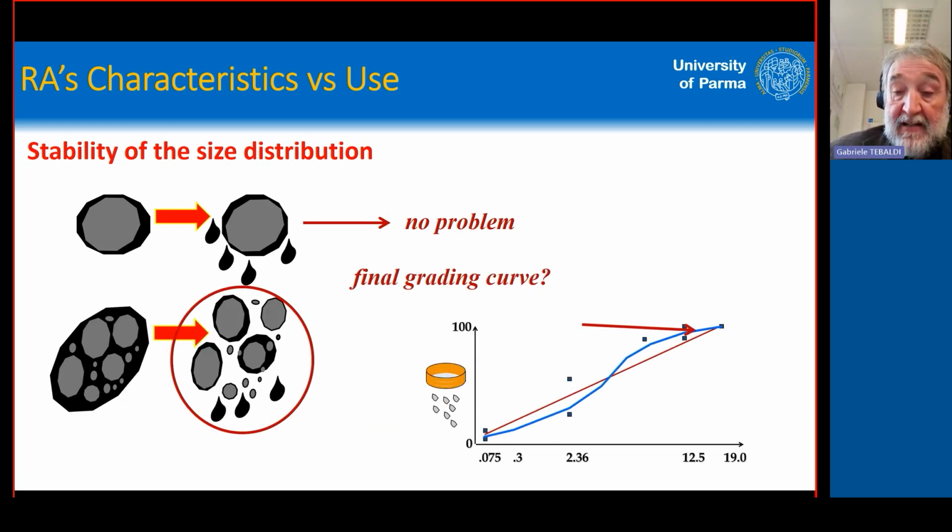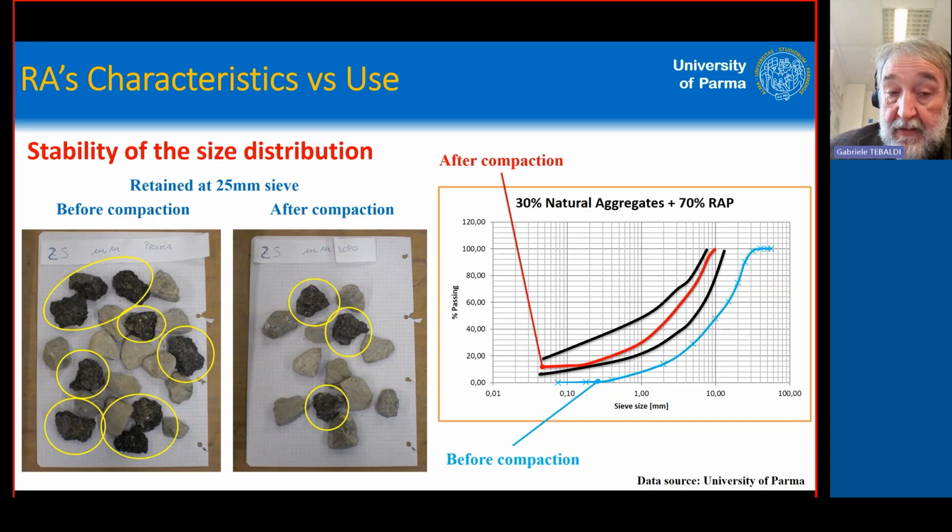But if we go into the cluster, the point that we have to keep in mind and the characteristic that we have to analyze is that we are not sure, or there is a risk, that the final grading curve is not the one that we think, or maybe that we designed in the mix design phase, and we will not find it in the construction phase. Why is that? This is an example that I did with my student a few years ago.